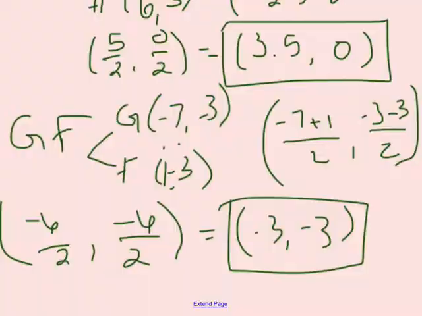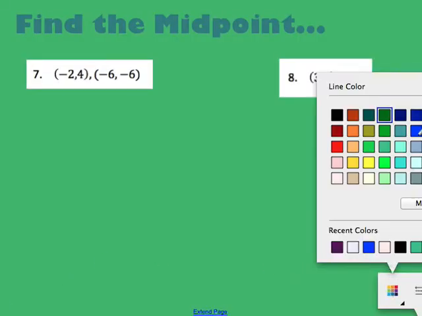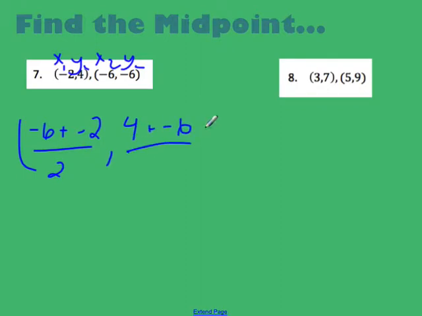So let's go ahead and take a look at these last ones. We are just trying to find the midpoint of these last couple of points here. If it helps you, label x1, y1, x2, y2 across the top of it. Students sometimes find that really helps them keep track. So we're going to do x2 plus x1 and divide that by 2. Then y2 plus y1 and divide that by 2.